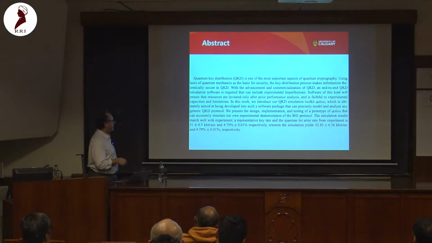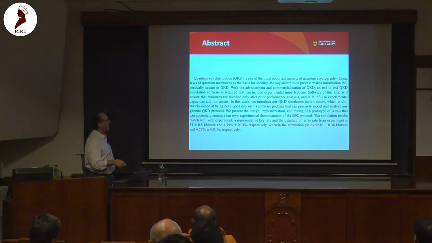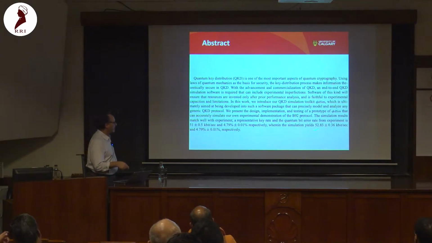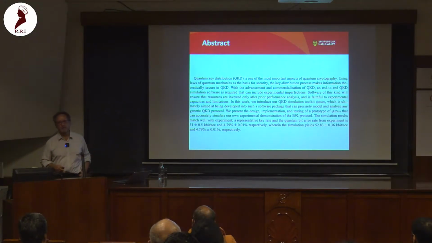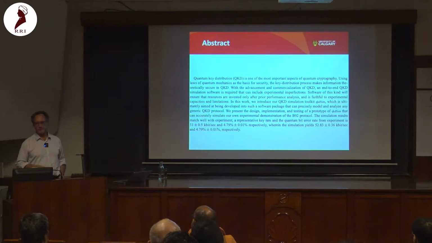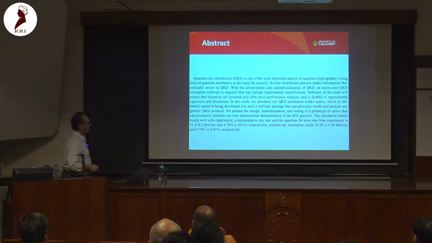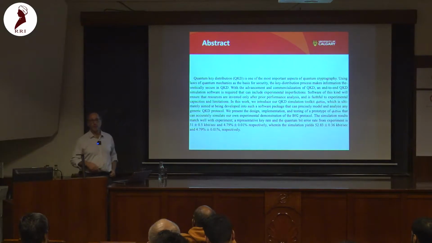Experimental, we get 51 kilobits per second, 4.79% quantum bit error rate. The simulation is 52.83 plus or minus 0.36 kilobits a second and 4.79% error. This is really good agreement. This, to a quantum optics person, is good. If you're a 5 sigma type particle physicist, it would look terrible, but we're not particle physicists. For our purposes, that's an excellent agreement. So we get very good agreement between our experiment and theory.